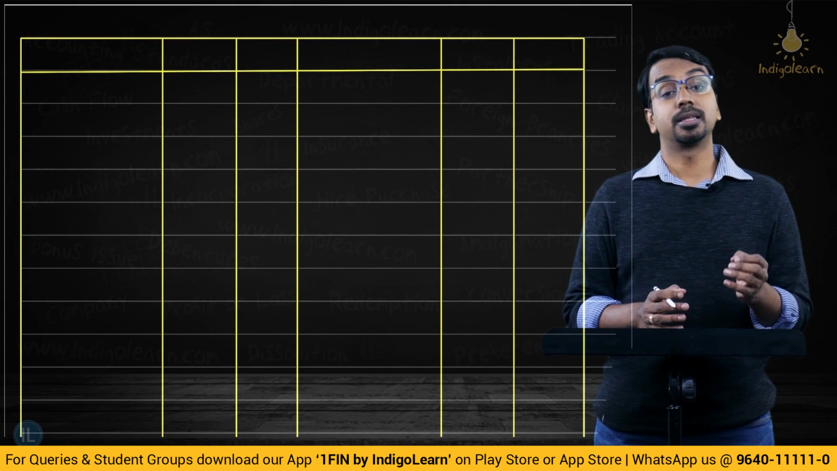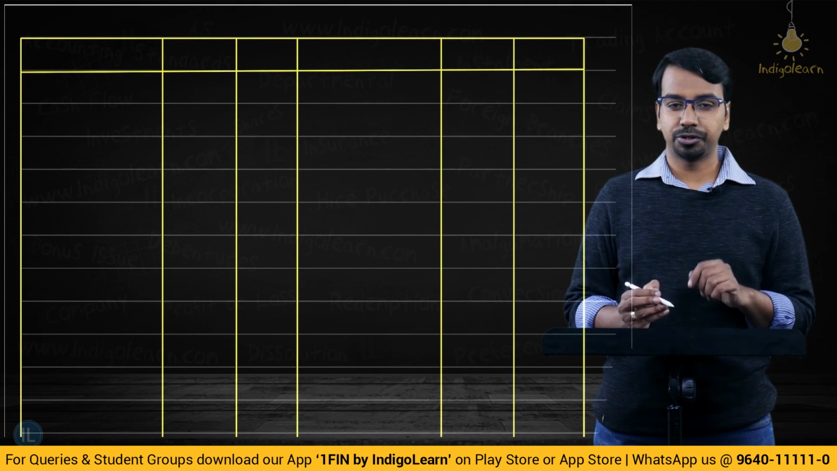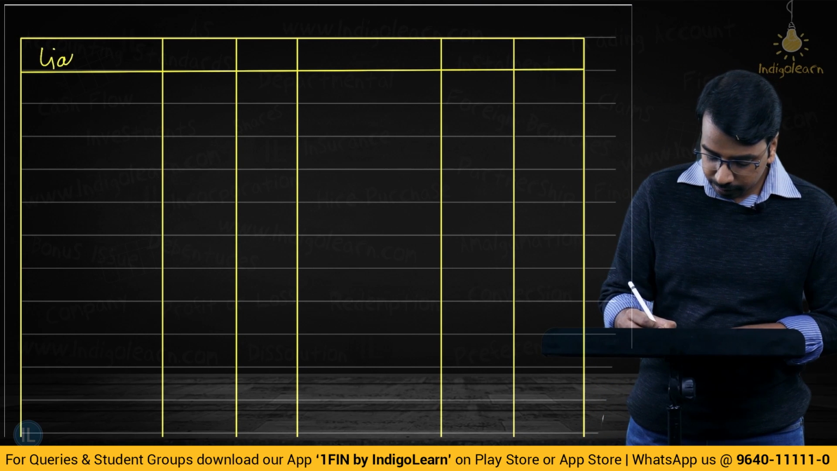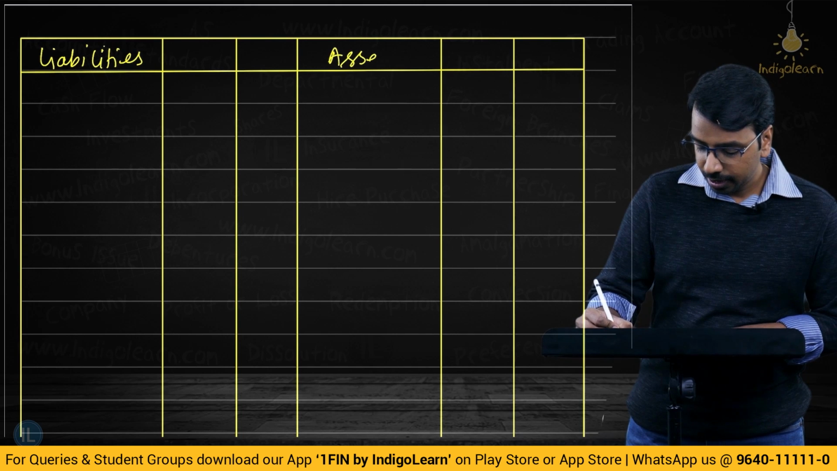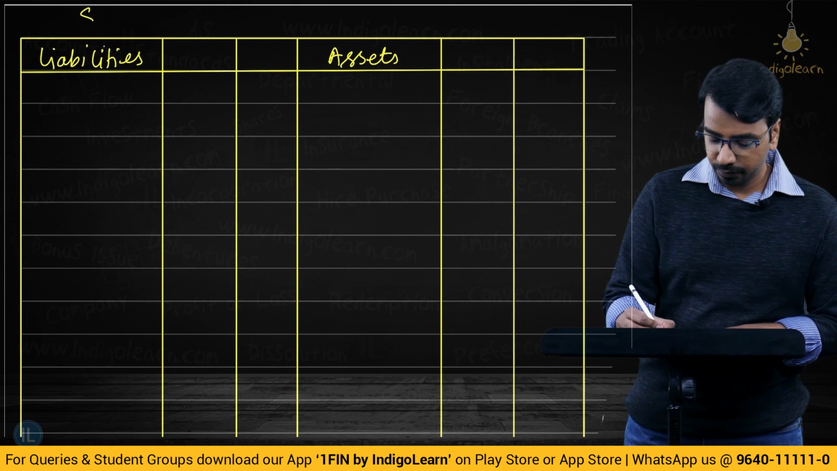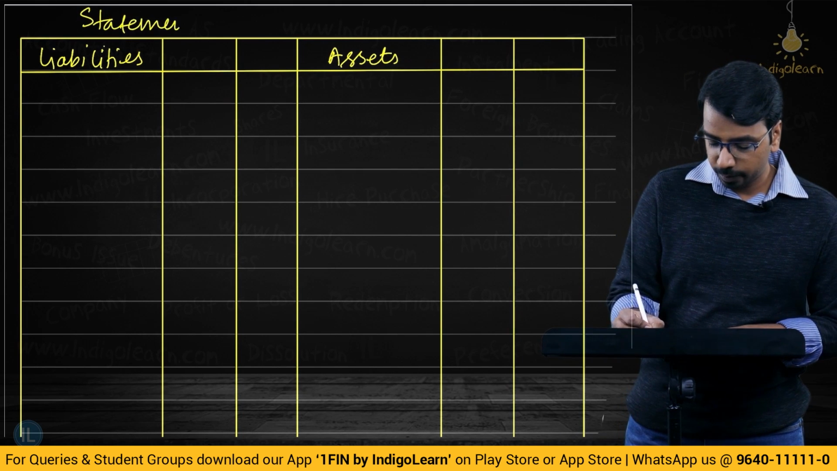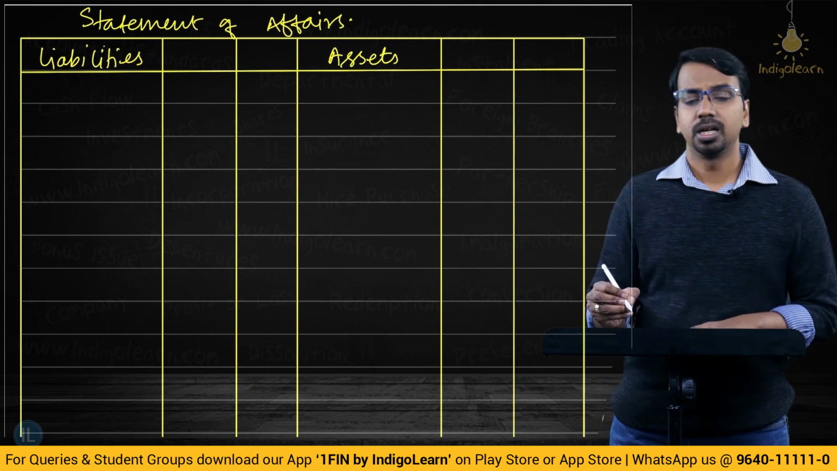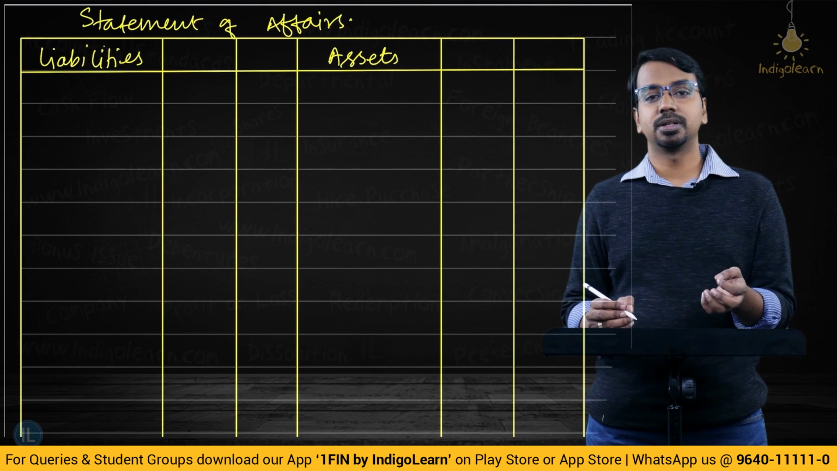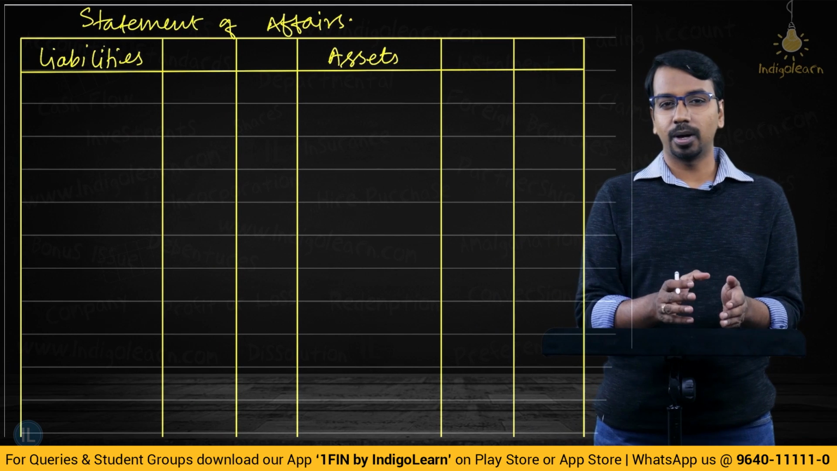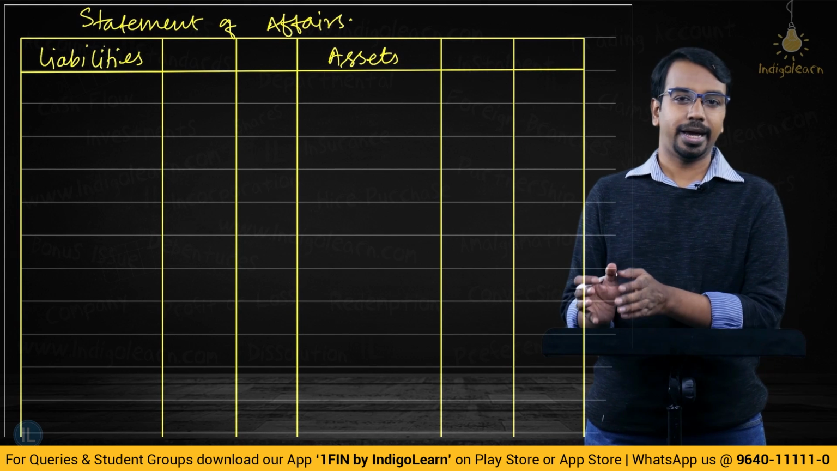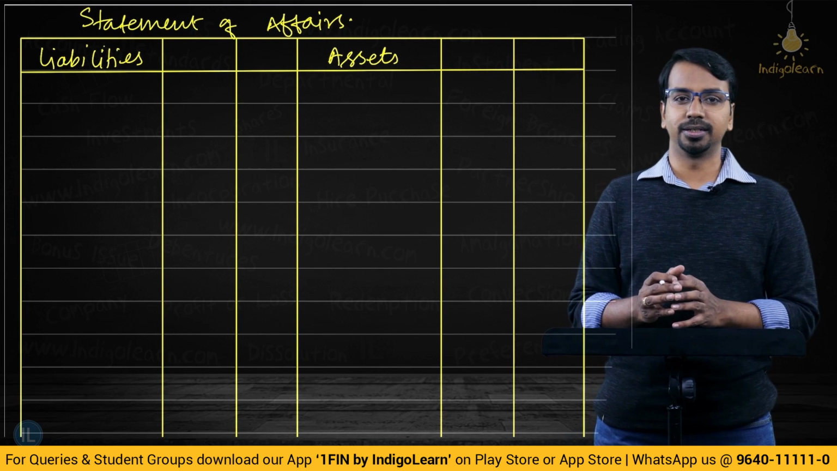Now let's first prepare the statement of affairs as has been asked in the question. So it looks like a balance sheet. You have liabilities on one side, assets on the other side. We call it statement of affairs. Now what does this give us? This gives us the financial position. It looks like a balance sheet, or it is actually a replica of a balance sheet. You list down all the assets, you list down all the liabilities, right?